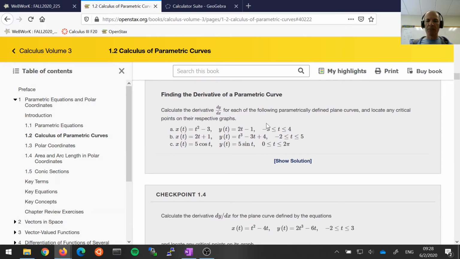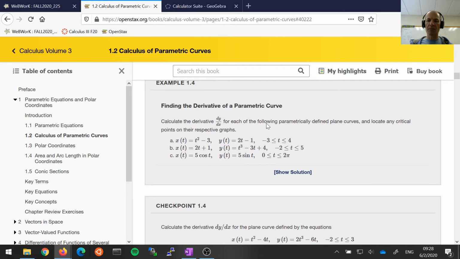We'll do some examples from the exercises in a minute, but this is a pretty typical exercise. Find dy/dx for each of the parametrically defined curves and locate critical points on their respective graphs. So let's say we have x is equal to t squared minus 3 and y is equal to 2t minus 1 on the interval minus 3 to 4. We know that we can find dy/dx by taking the derivative of y with respect to t and dividing by the derivative of x with respect to t.